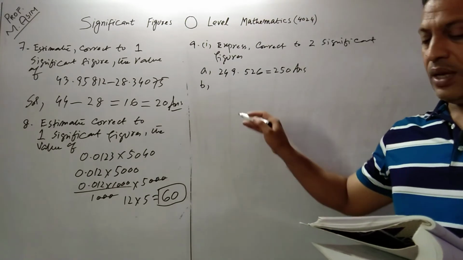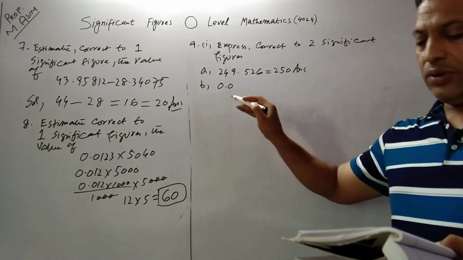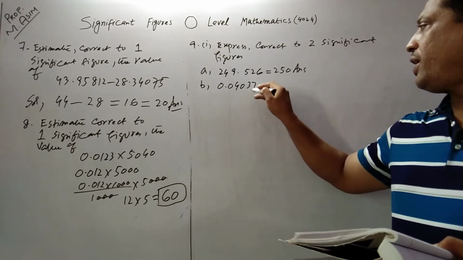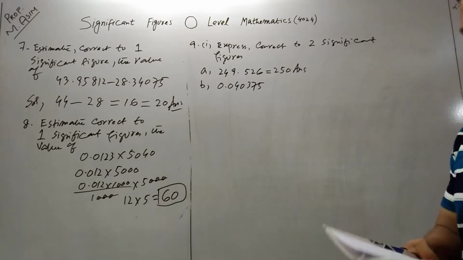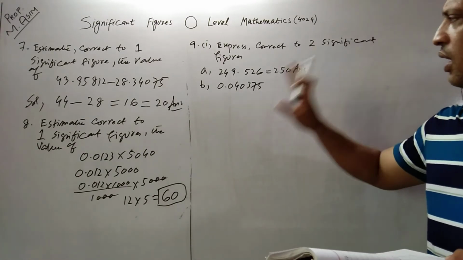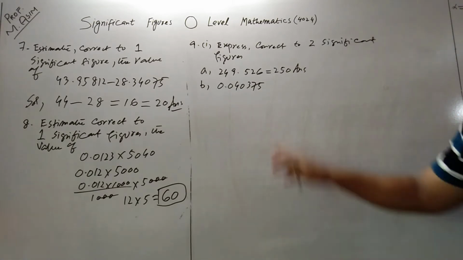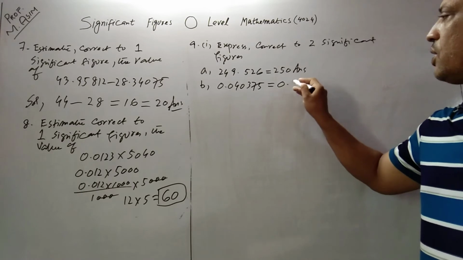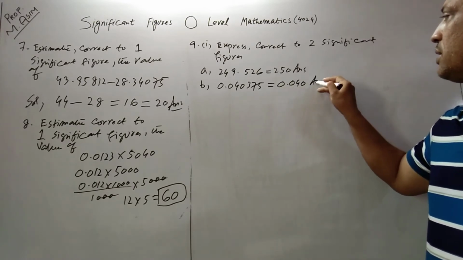Part 2, 0.040375. So how many significants? 1 2 3 4 5. Convert it into 2, just 0.040. This is our answer.